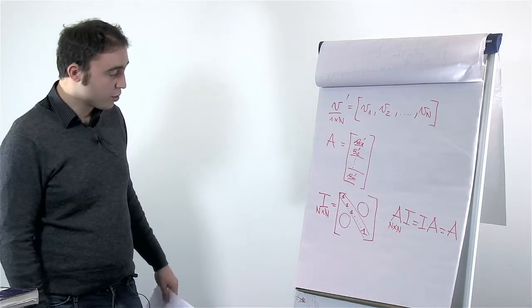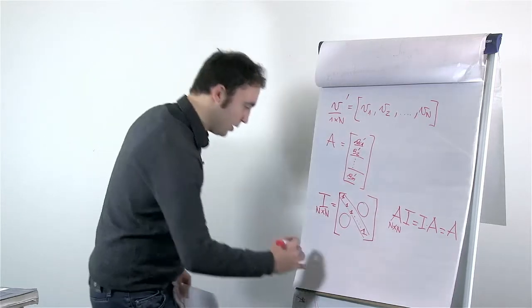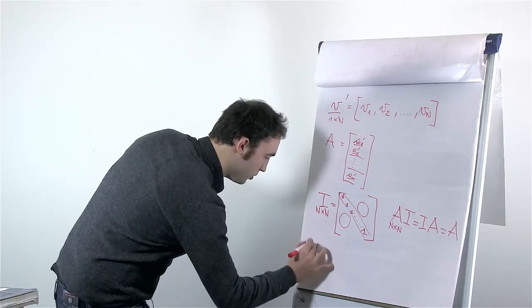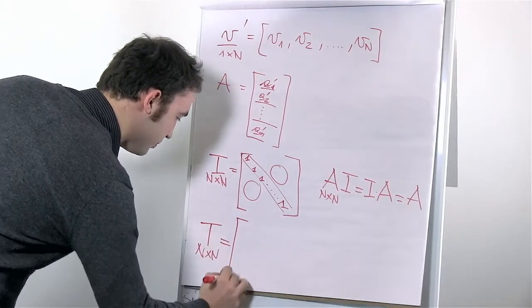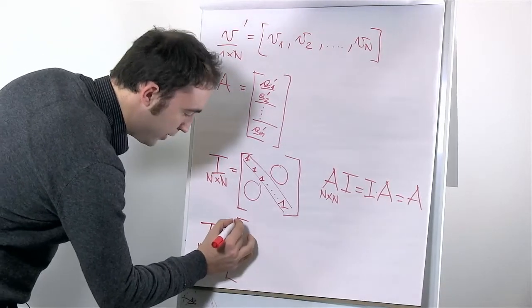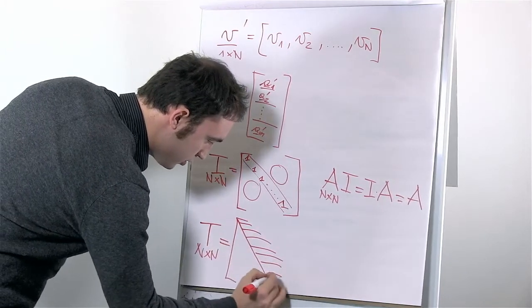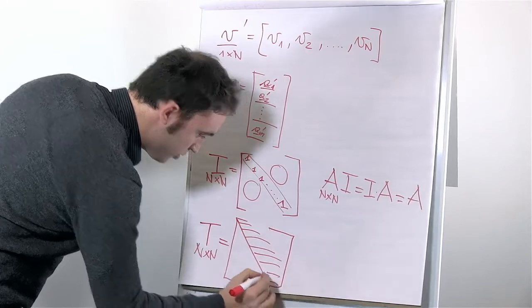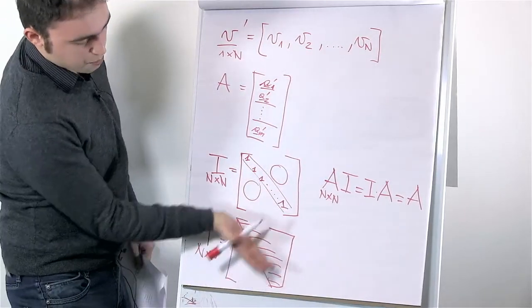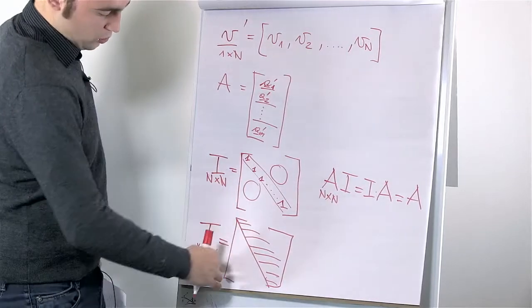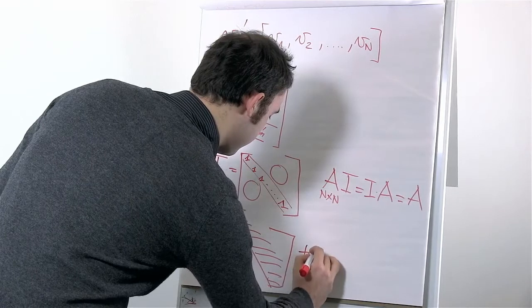Another matrix that is important to know is the triangular matrix. It is a square matrix that has all the nonzero elements either above or below the diagonal. And this is called triangular.